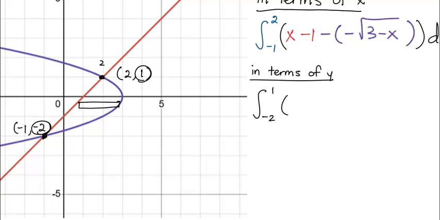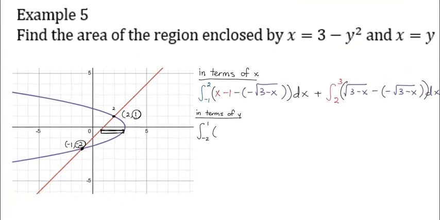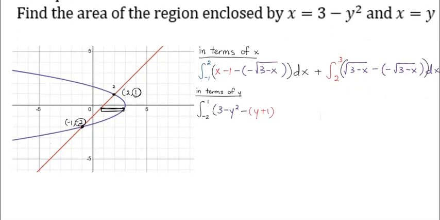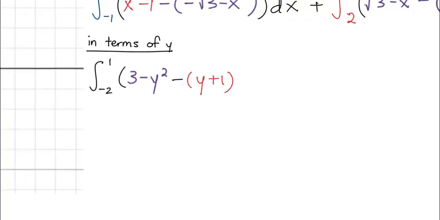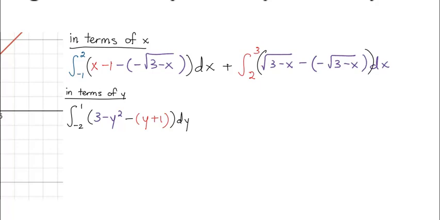Now on the inside of the integral, what we've traditionally been doing in a lot of these problems is top minus bottom. That's what we did when we used vertical representative rectangles. Now that I'm using a horizontal representative rectangle, I'm going to be doing right minus left. And the function on the right is the parabola, which is 3 minus y squared. And the function on the left is the line, which is y plus 1.